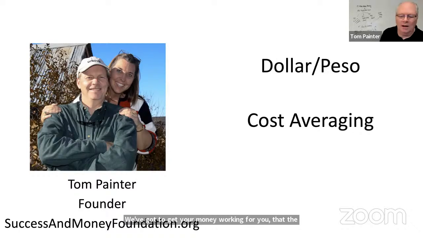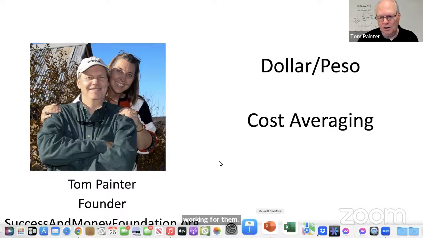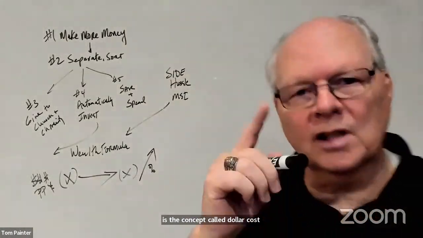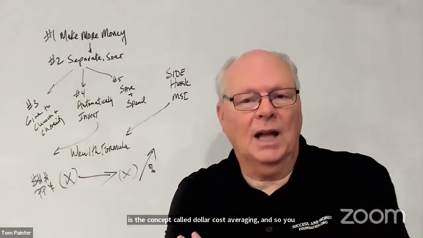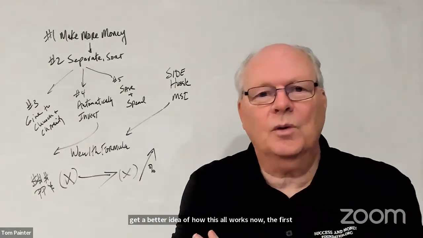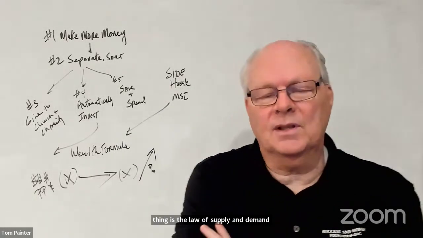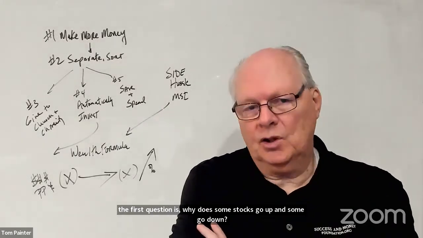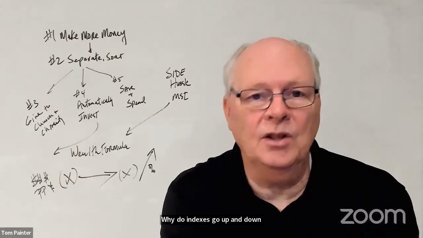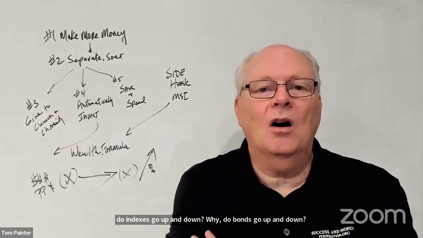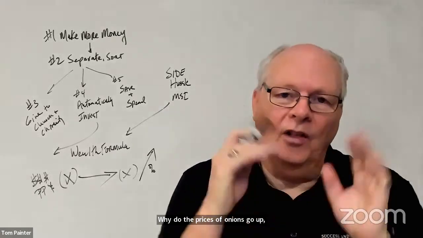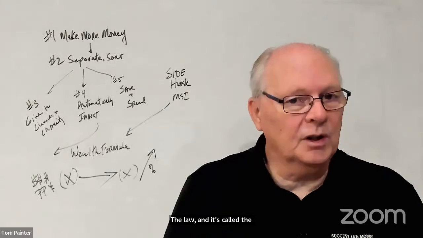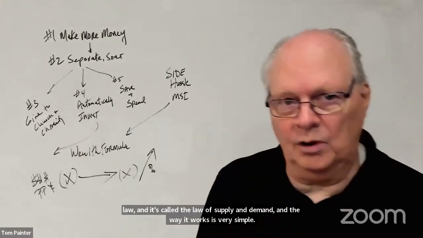But one of the things I want to talk to you about is the concept called dollar cost averaging, so you get a better idea of how this all works. Now, the first thing is the law of supply and demand. The first question is, why do some stocks go up and some go down? Why do indexes go up and down? Why do bonds go up and down? Why do the prices of onions go up or down? Well, it's all because of the law of supply and demand. The way it works is very simple, and then I'm going to show you about dollar cost averaging so you can put the two together.